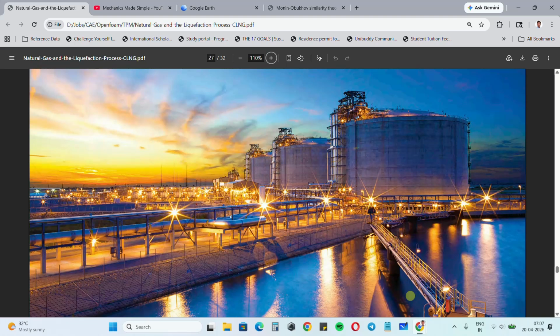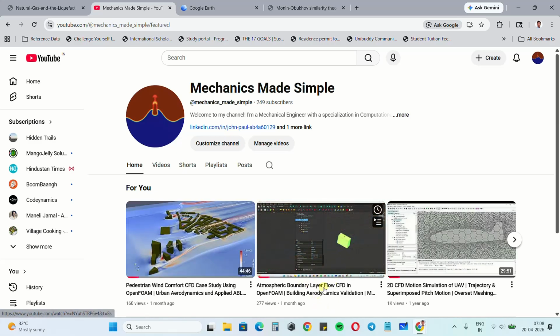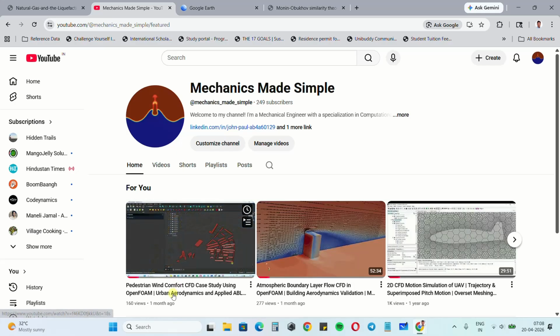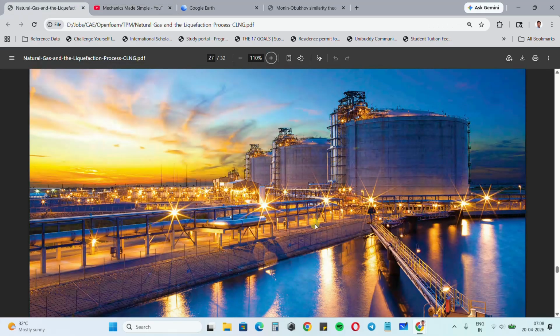Hello everyone. In this video we are going to do a hot air recirculation study over an LNG plant using CFD and OpenFOAM. This simulation is yet another application of atmospheric boundary layer flow modeling. However, in contrast to the previous two simulations, where we validated an atmospheric boundary layer flow as well as used it in a pedestrian wind comfort case, we have a couple of new considerations to make in this simulation.